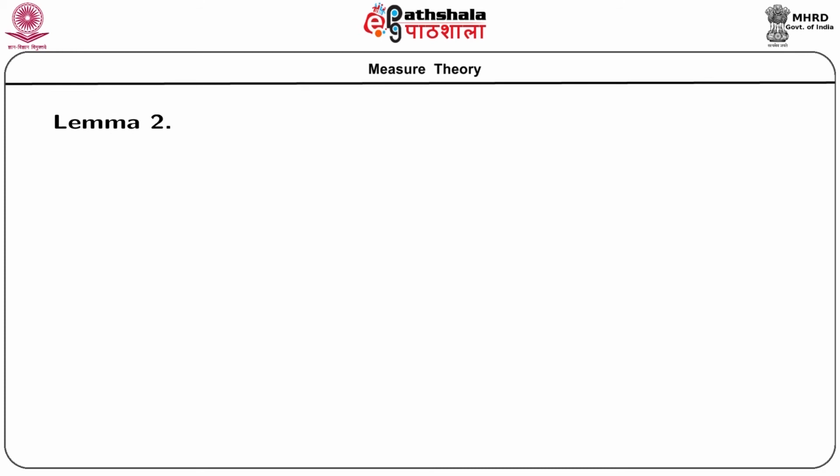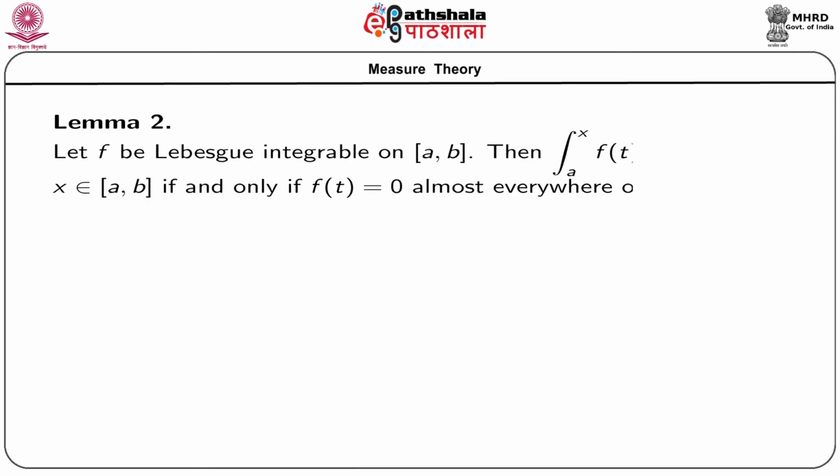But what happens if the function is not necessarily non-negative, that is, if we take an arbitrary Lebesgue integrable function? The result is this: if f is Lebesgue integrable on the closed interval a b, then the integral from a to x of f t dt is equal to 0 for all x belonging to the closed interval a b, if and only if f t equal to 0 almost everywhere on the closed interval a b.